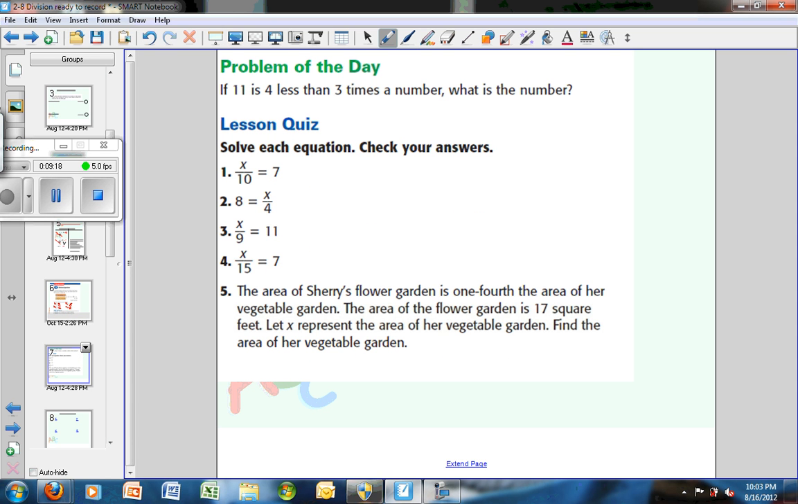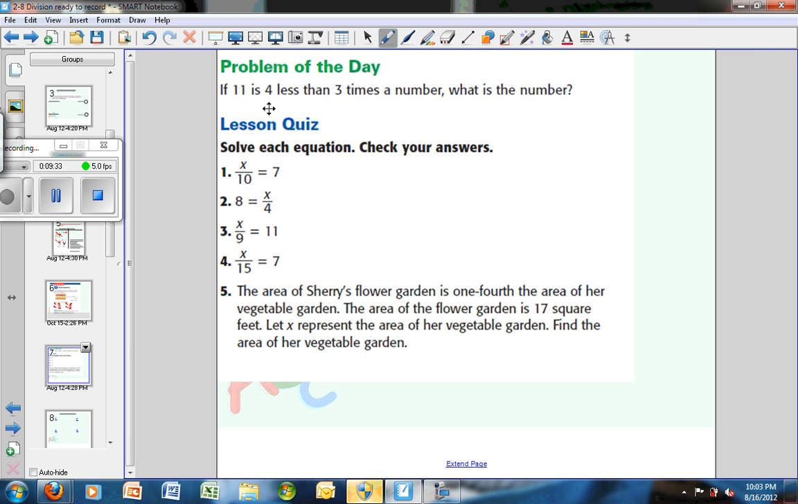All right, let's try a few more problems. Let's start with the problem of the day. If 11 is 4 less than 3 times a number, what is the number? Now that seems confusing, but let's just break it down.